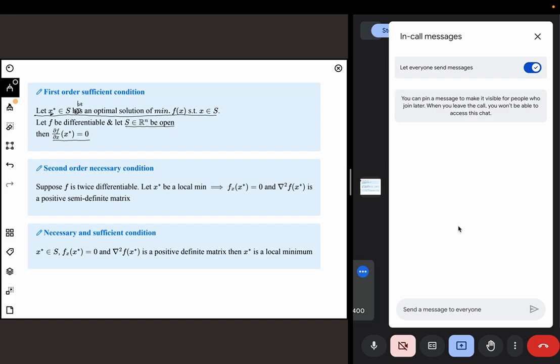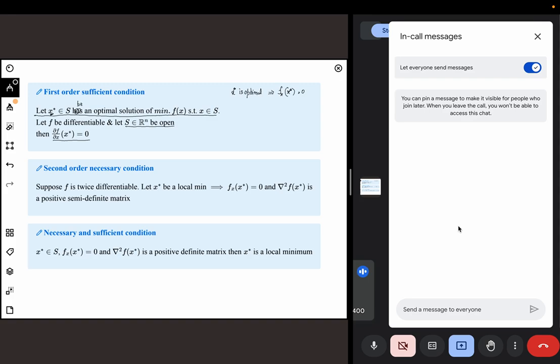Then how many of these values are actually the optimal solution? This only says that if x star is optimal, then the derivative of f at x star equals 0. It's not the other way around. So wherever the derivative is 0 doesn't mean all the points are optimal solutions. So we need another condition.